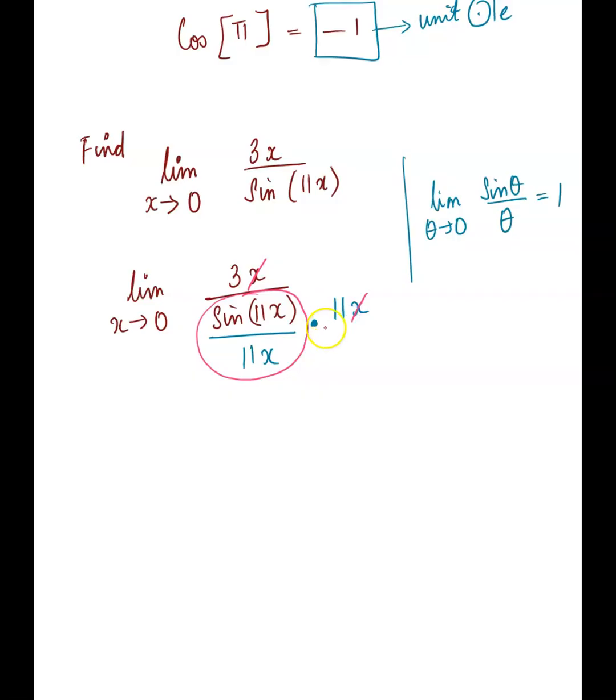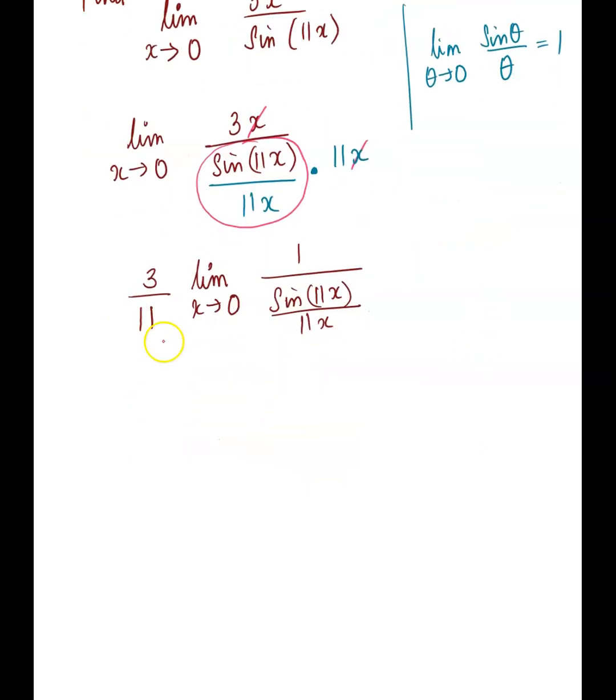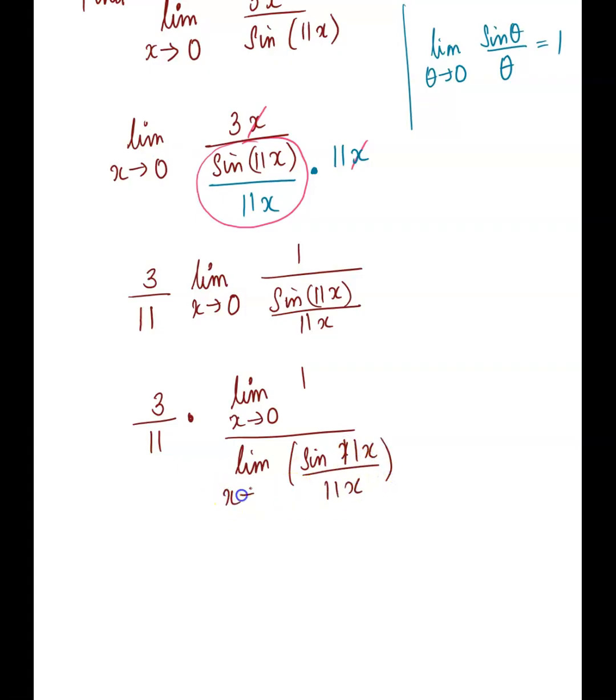That gives me 3 over 11 that can be pulled out, leaving me with limit x approaches 0, 1 over sine 11x over 11x, because they have to be matching, theta and theta. And now we are ready to apply the limit for the numerator and the denominator. So this is 3 over 11 times limit of 1 as x approaches 0 over limit of sine 11x over 11x as x approaches 0.